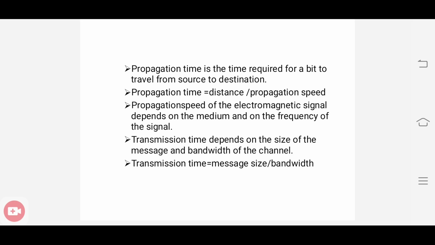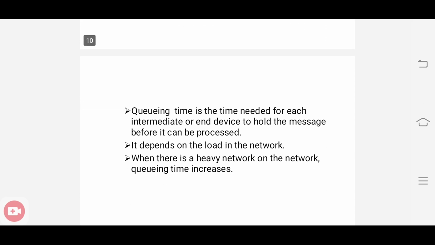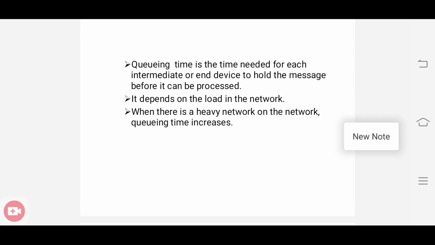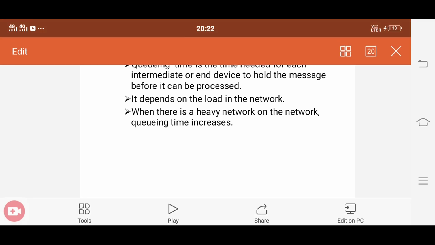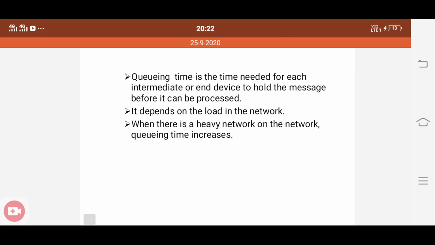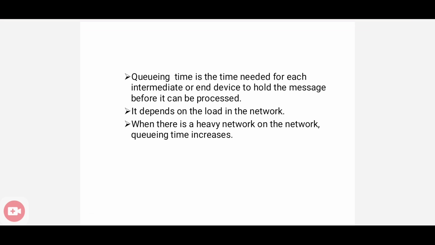Okay. And the transmission time depends upon the message size as well as bandwidth. So the transmission time is equal to message size divided by bandwidth. Okay. And the next component of latency is queuing time. Actually, what is the use of a queue in a data structure? A queue is used to store data or information, right?